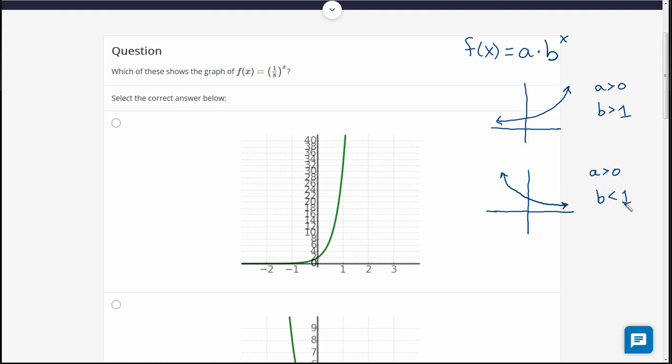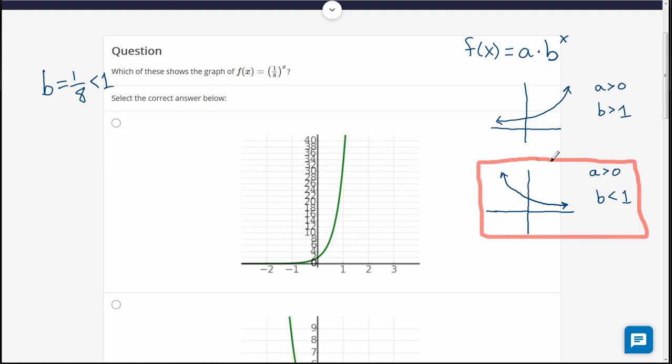So I think we can answer this question, because in this problem b is 1/8. And 1/8 is obviously less than 1, so this is definitely going to be an example of exponential decay. So we know we're going to have something that looks like this.